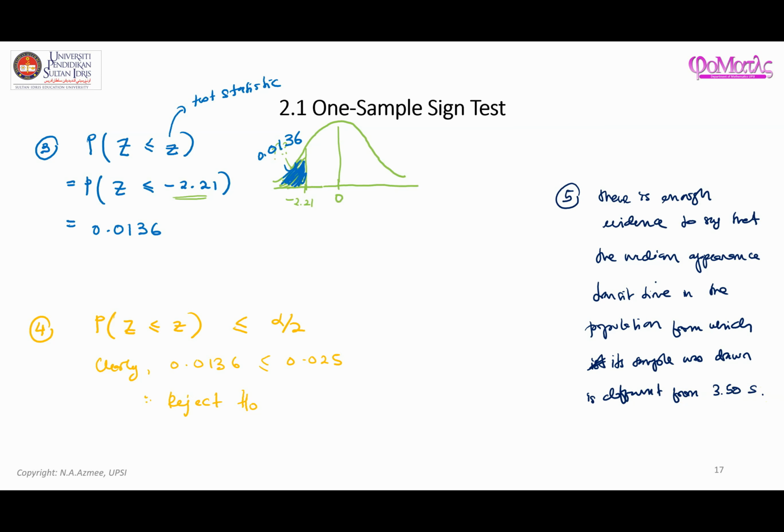Now if you compare this approach with the approach you saw in the previous video, please remember that in the previous video, in this fourth step, we found the probability that our random variable k is less than or equal to k, given that the sample size is 10 and the probability is 0.5, and we decided to reject the null hypothesis following the same idea, because this value is less than or equal to alpha over 2.